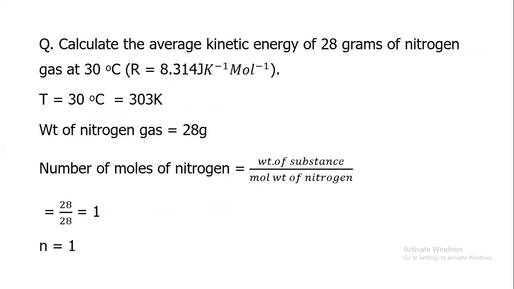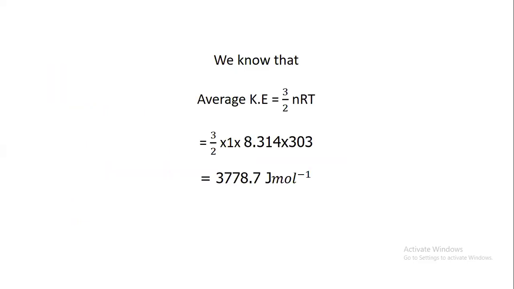Calculate the average kinetic energy of 28 grams of nitrogen gas at 30 degrees Celsius. Universal gas constant R equal to 8.314 joule per Kelvin per mole. Temperature 30 degrees Celsius, 303 Kelvin. Weight of nitrogen 28 gram. Number of moles of nitrogen, weight of substance over molecular weight of nitrogen, so 28 over 28, so 1 mole. We know that average kinetic energy is 3/2 nRT.